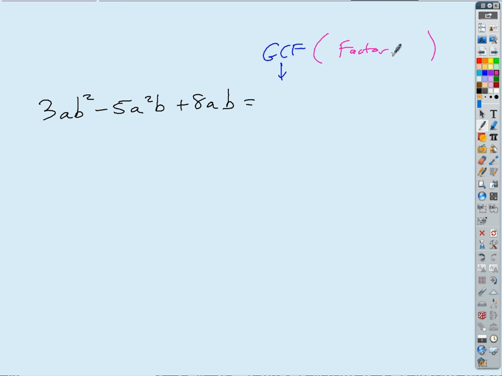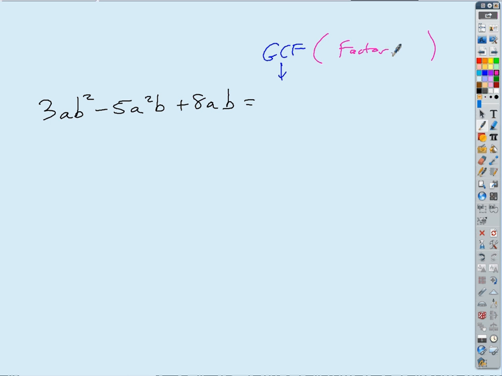So what is the greatest common factor? Now look at each of those terms. They've each got a number, right? And they've each got an A and they've each got a B, right? So we gotta take it in three parts. What's the greatest common factor of 3, 5, and 8? 1. So we can't take any numbers out, right? We can't undistribute any numbers.